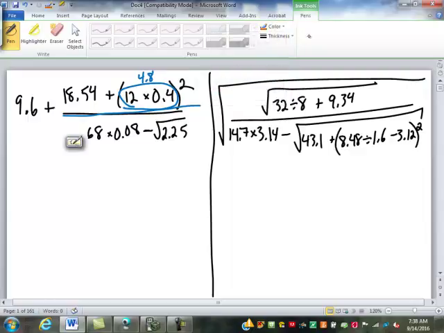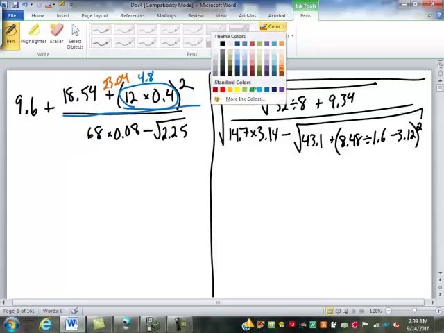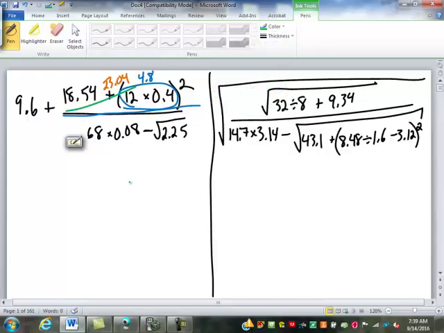Next, we have to square. 4.8 squared is 23.04. Very good. And then plus 18. 41.58. Very good.